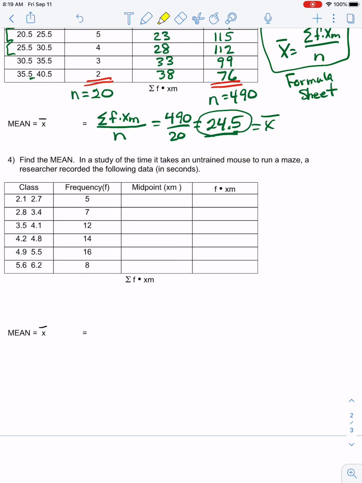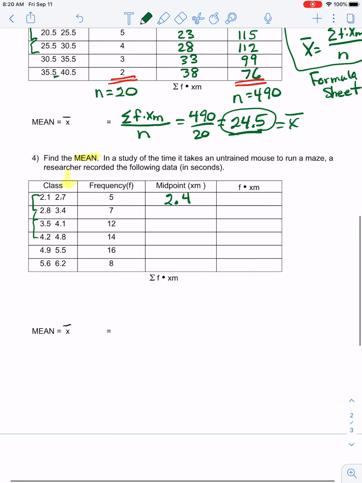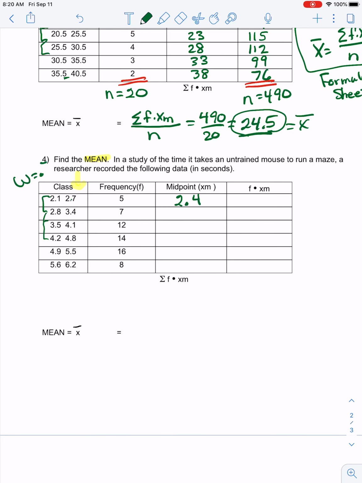This one says find the mean, and we notice here that we have a grouped frequency table. So the first thing to do is find the midpoint. This one's a little different because you've got decimals, but again, you add the class limits and divide by 2. So this one starts with 2.4. If you calculate the width, it comes out to be 0.7. Then we just add that down to fill the midpoints: 3.1, 3.8, 4.5, 5.2, and 5.9.